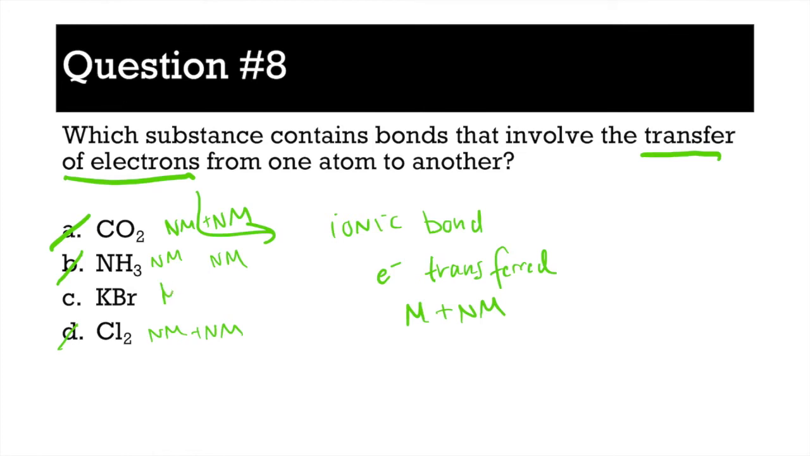K, potassium, is a metal in group 1. Br is a nonmetal in group 17. Metal and nonmetal, that is your ionic bond. Boom, you are done.